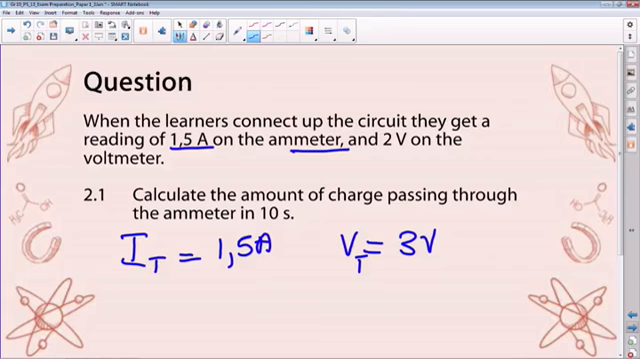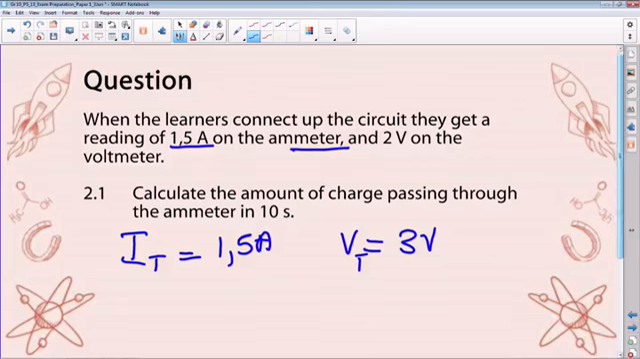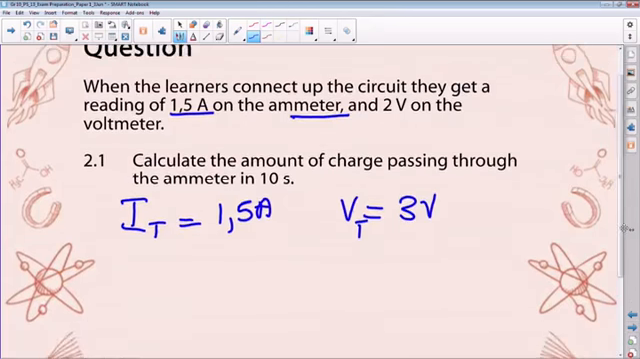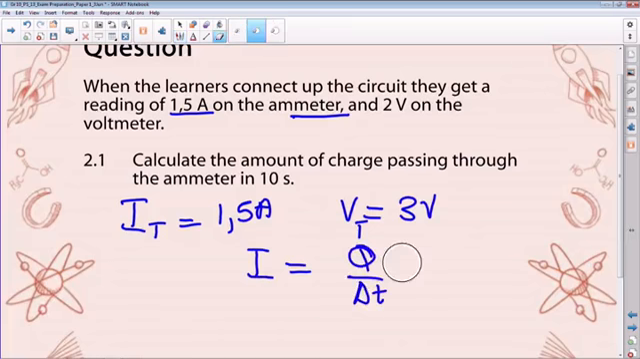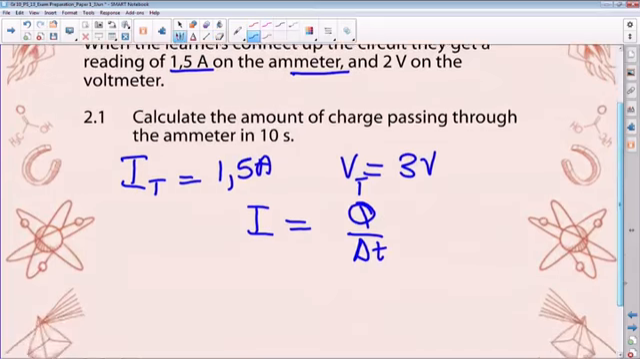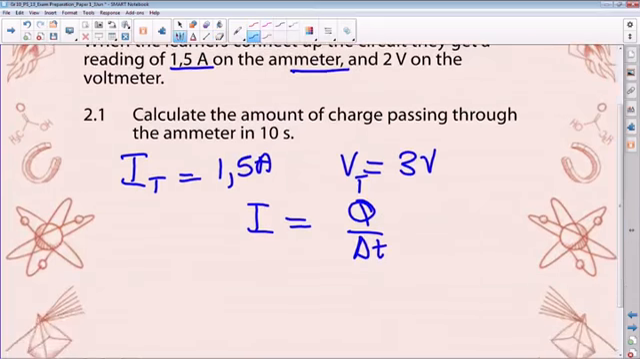Calculate the amount of charge passing through the ammeter in 10 seconds. We have seen this before. We're going to our formula sheet. We know that I is equal to Q over delta T. In this case, the quantity of charge is what we're looking for, right? So we copy the formula as is from the formula sheet.